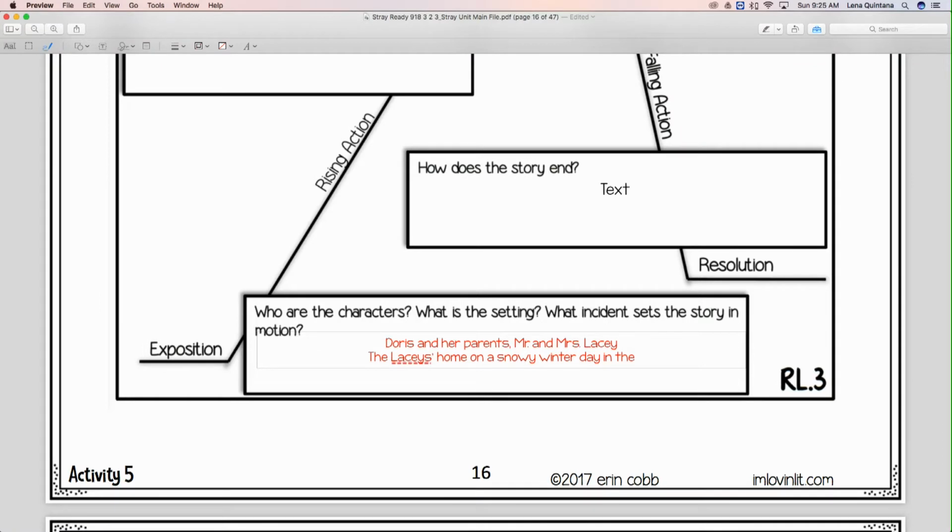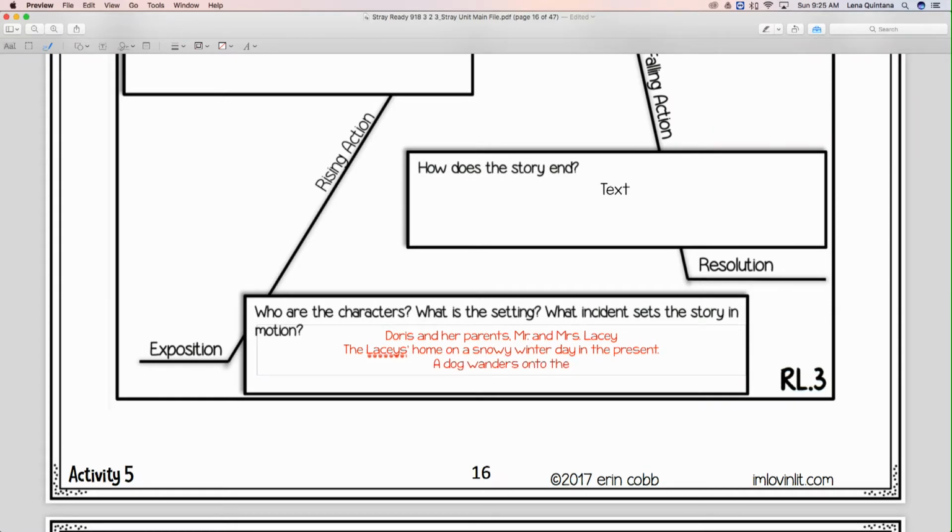All right, the Lacey's home on a snowy winter day in the present. And then the incident, that is the next part. What incident sets the story in motion? Well, a dog wanders onto the Lacey's property. All right. Okay. So that is our exposition.